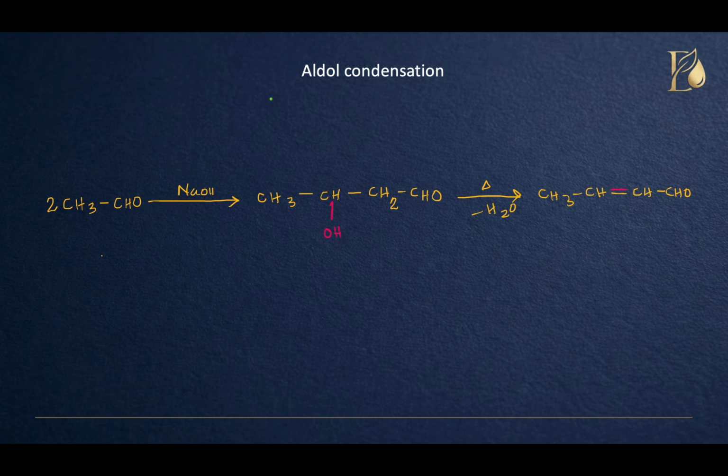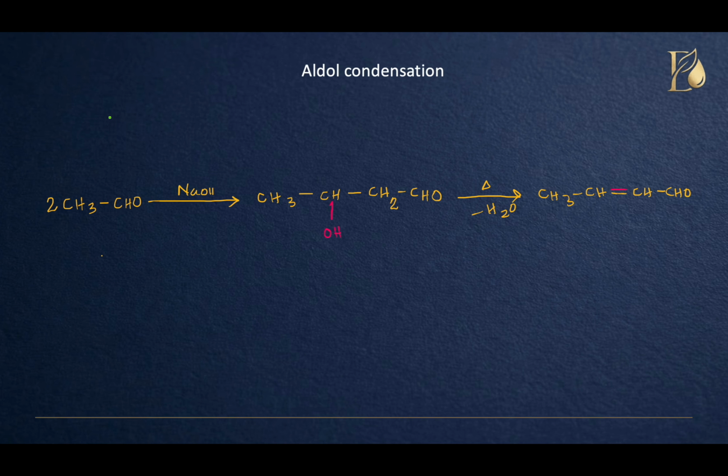Aldol condensation is a reaction in which aldehydes or ketones having alpha hydrogen react in the presence of a base to form beta hydroxyaldehyde or ketone called an aldol. So what is aldol condensation? It is condensation between two aldehydes or between two ketones. And what is the condition? They must have an alpha hydrogen. What is alpha hydrogen? The hydrogen atom attached to the alpha carbon. What is alpha carbon? The carbon atom which is next to the carbonyl carbon.